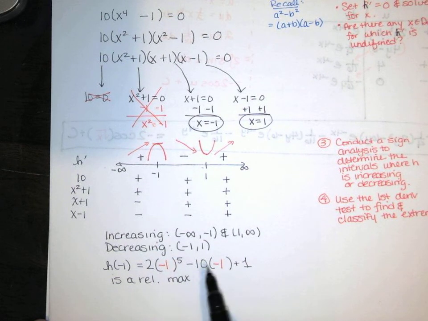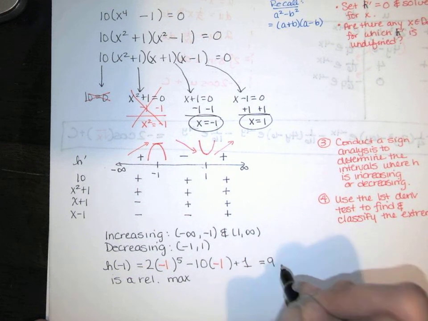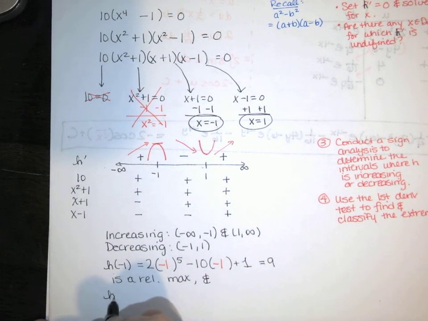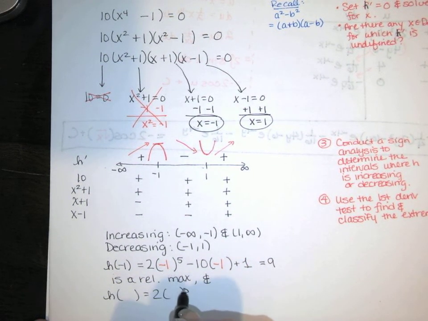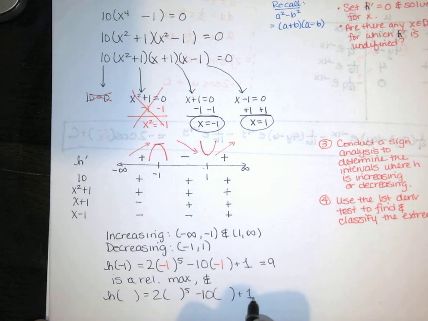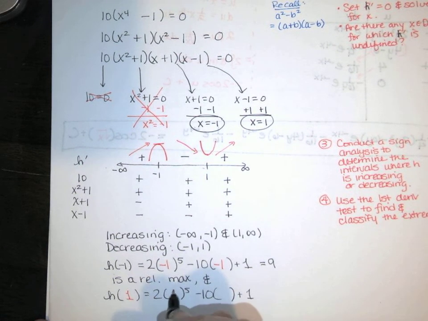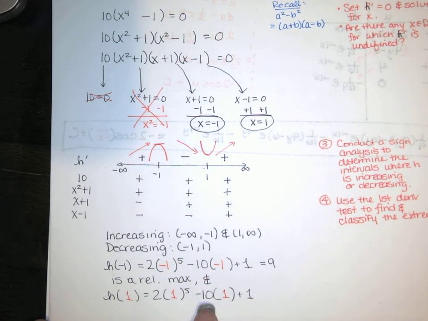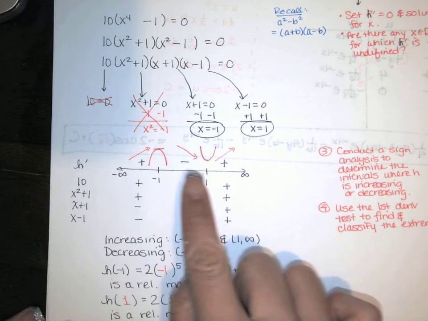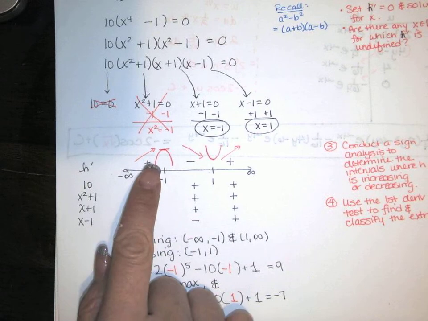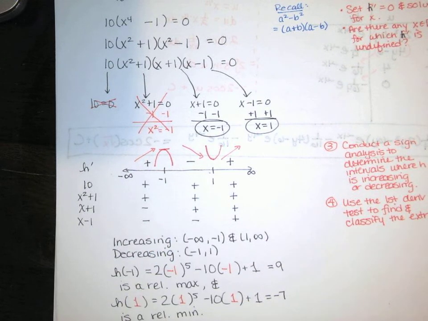And so we get negative 2 plus 10 plus 1, so that's 11 minus 2 is 9. That's a relative max. And h of 1, so that's 3 minus 10 is negative 7. That's a relative min by the first derivative test. Okay, so now I know where the function's increasing or decreasing, and I know I've got a max here and a min here. Now let's answer the original question.